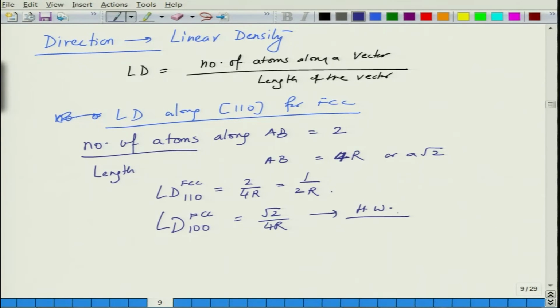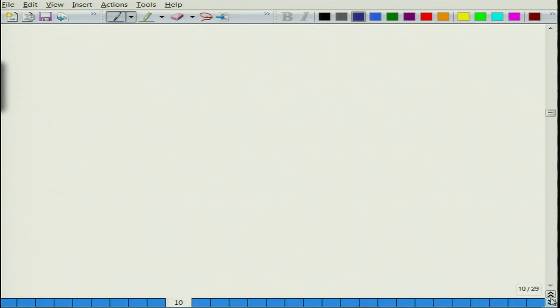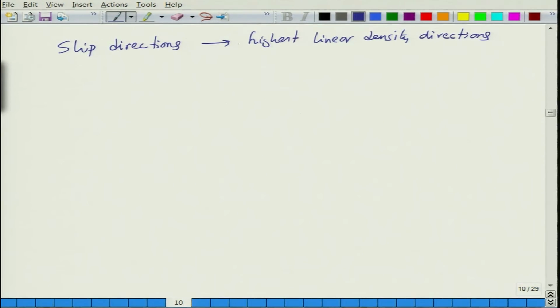So, it turns out that basically you can find out using linear density what is the density of atoms along a particular vector, and you can find out the planar density. So, essentially slip takes place on the planes along the directions along which linear density is the highest. So, slip directions are highest linear density directions. So, they happen to be closed packed directions.